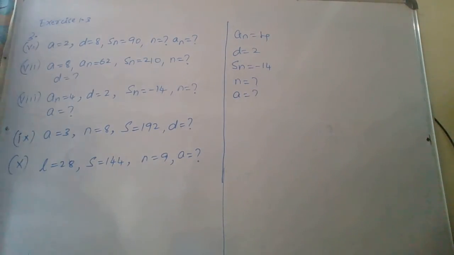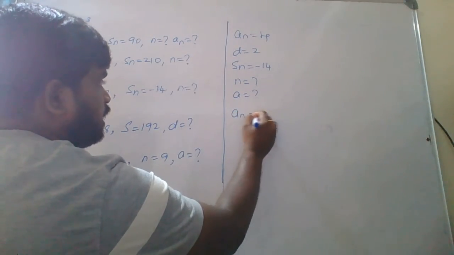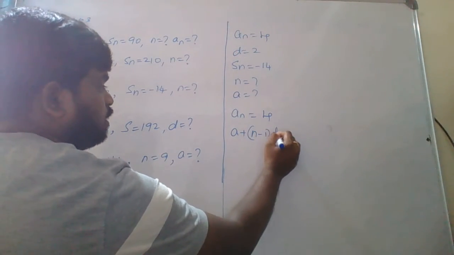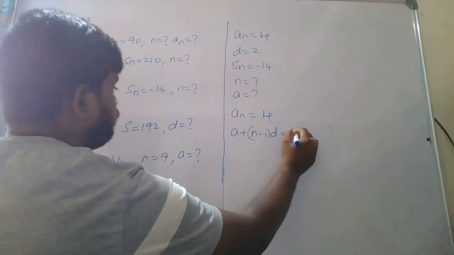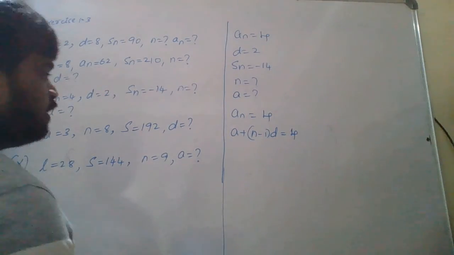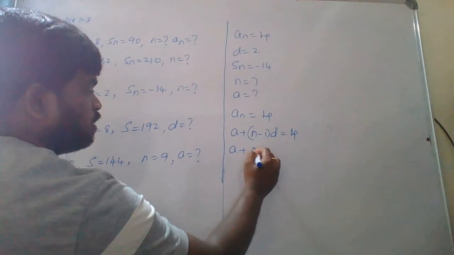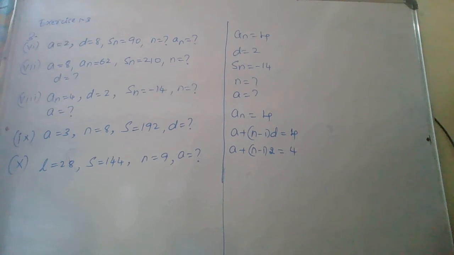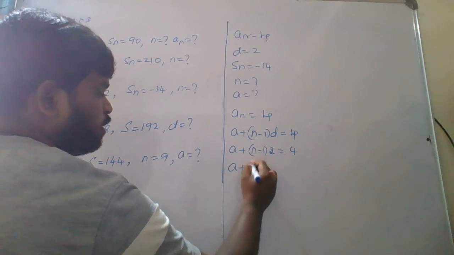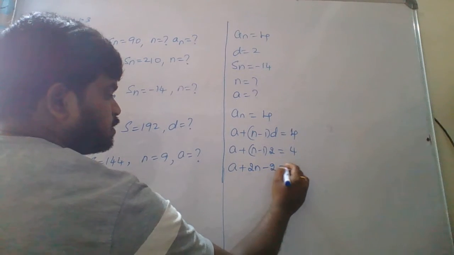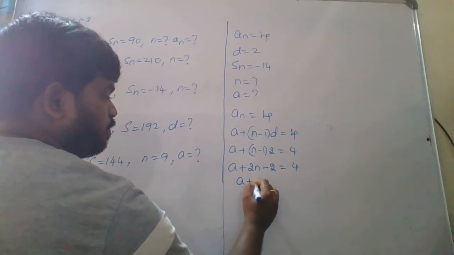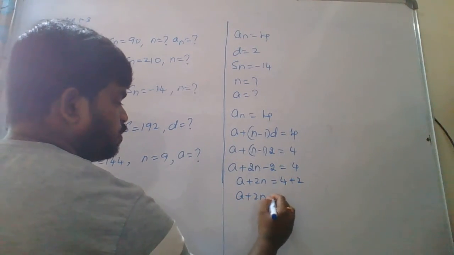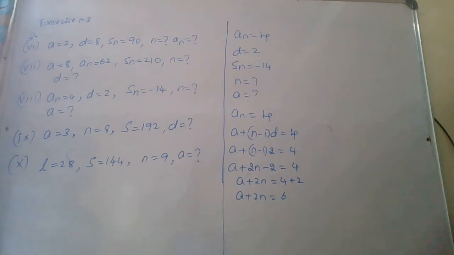Okay. Let's take an first. an is 4, therefore a plus n minus 1 into d equals 4. We know the value of d is 2. So a plus n minus 1 into 2 equal to 4. Okay. So let's split it. a plus 2 into n is 2n. 2 into minus 1 is minus 2 equal to 4. a plus 2n equals 4. Minus 2 to the other side will become plus 2. Therefore, a plus 2n is equal to 6. So let's keep it as it is.